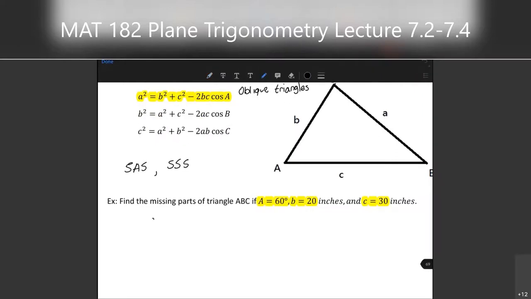So let's set the equation up here with what we have. We know that the side length A squared, don't want to forget those squareds, is equal to B squared, and for us B squared is 20 squared, plus C squared, which is 30 squared. And then we'll have minus 2 times B times C, and then we'll do the cosine of the angle 60.